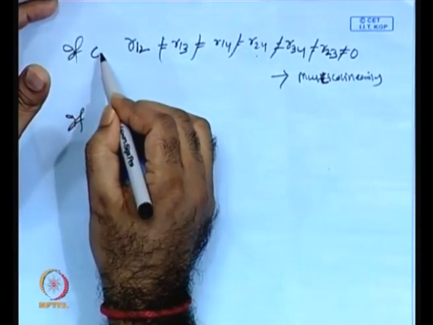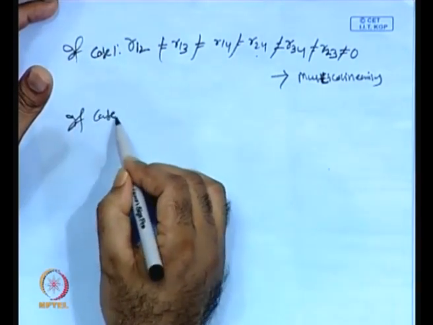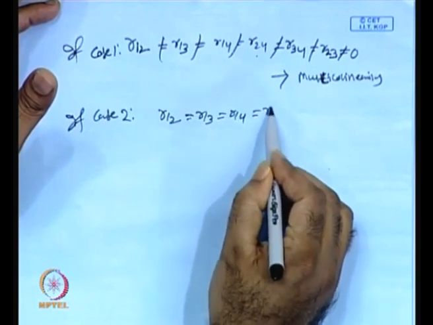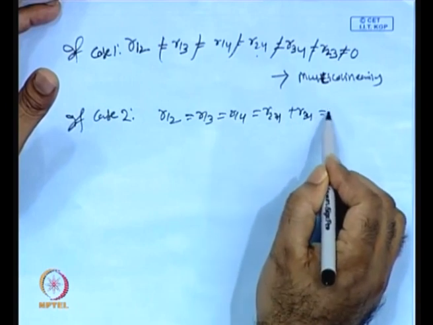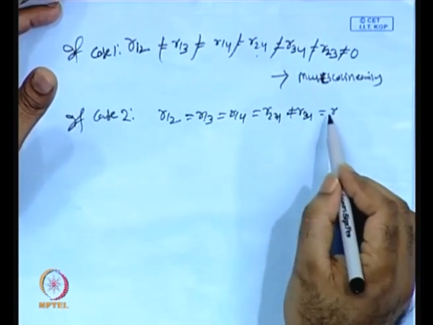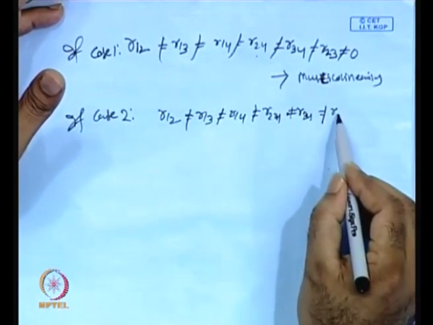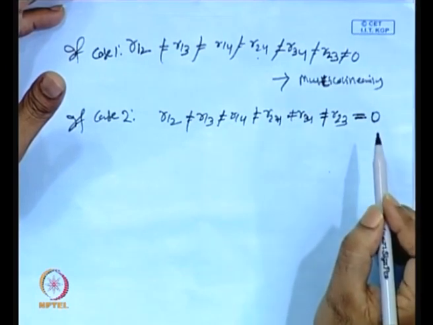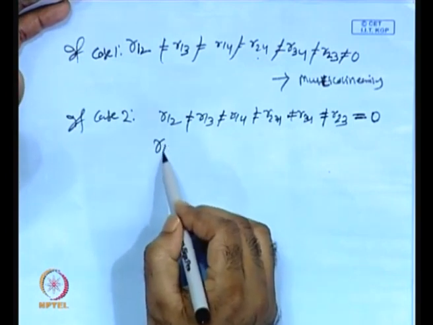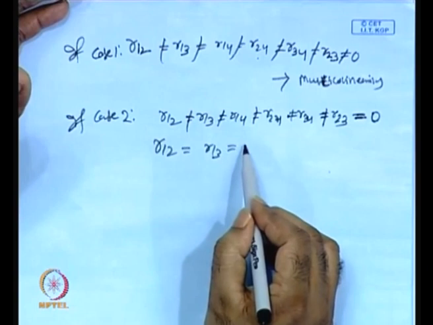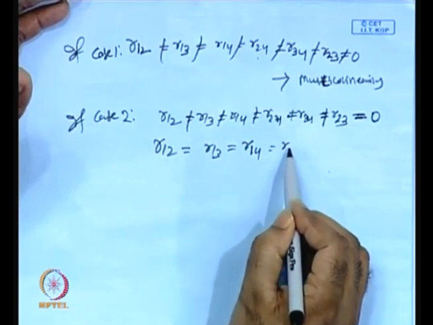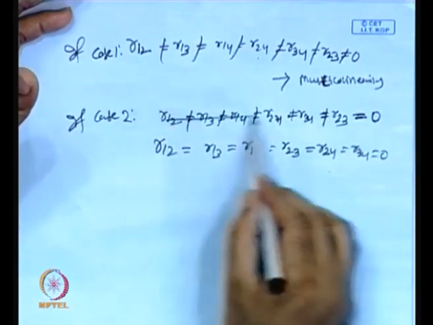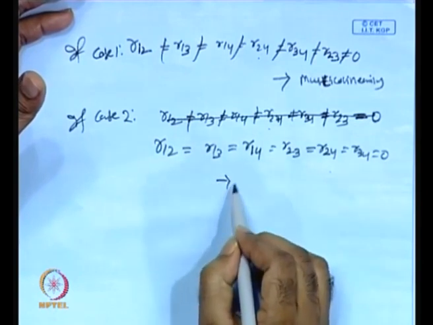In case one, all are not equal to 0. In case two, if R12 equal to R13 equal to R14 equal to R24 equal to R34 equal to R23 is equal to 0, then we can put it like this: R12 equal to R13 equal to R14 equal to R24 equal to R23 equal to R34 is equal to 0. Instead of writing each one separately, it is better to write it this way. If that is the case, then there is no multicollinearity.